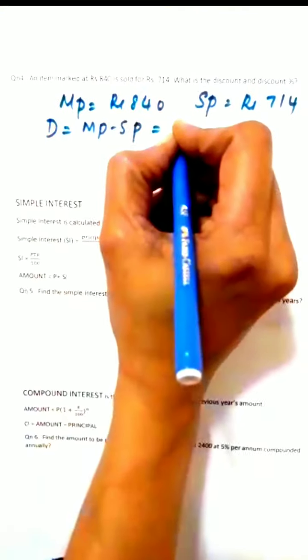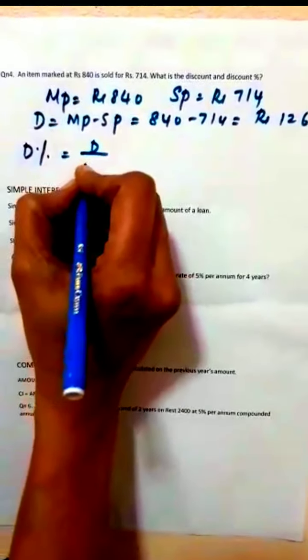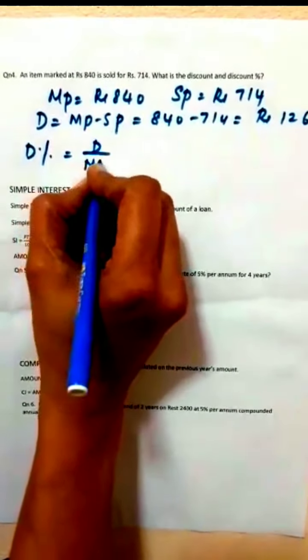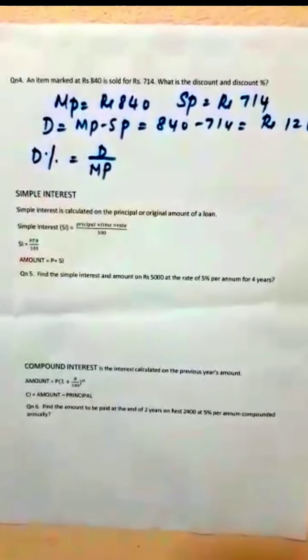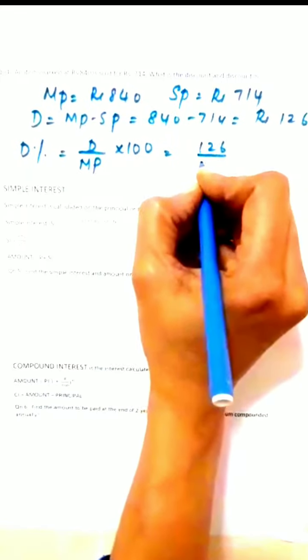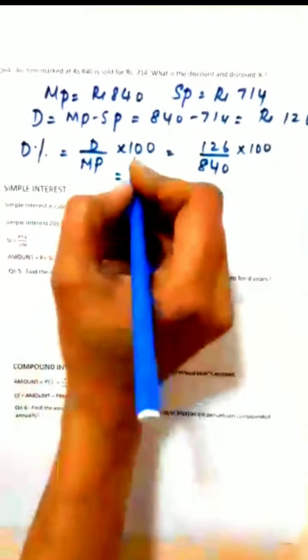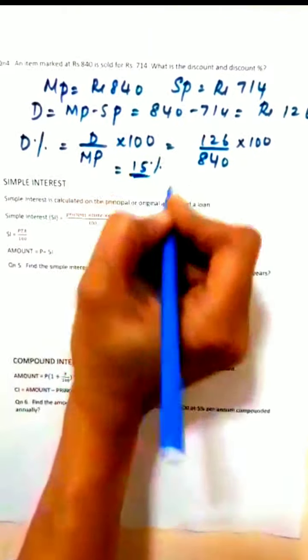When you do the subtraction, 840 minus 714 will be equal to rupees 126. Then you have to find out discount percent also. The discount formula, discount percent will be discount over MP, discount always on marked price, multiplied by 100, converting to percentage. So 126 by 840 multiplied by 100. When you do the simplification, you will get the answer. It is 15%.